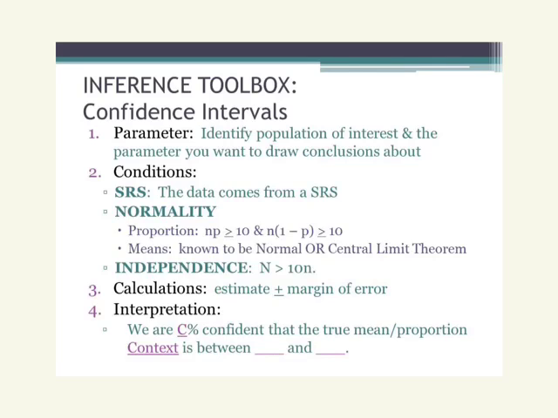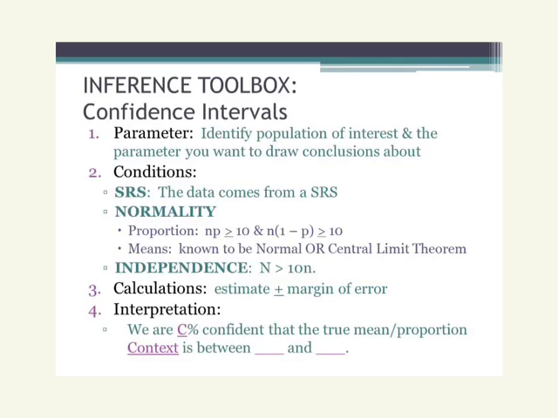Okay. Number 3, you're going to have your calculations, which just simply comes down to finding your estimate, your statistic, and you're going to add or subtract some margin of error. And then last but not least will be our interpretation. All right, we're going to say something along the lines of we are blank % confident that the true mean or proportion, and then go back to your parameter, is between blank and blank. And the blank and blank are going to come from the calculation step up above.